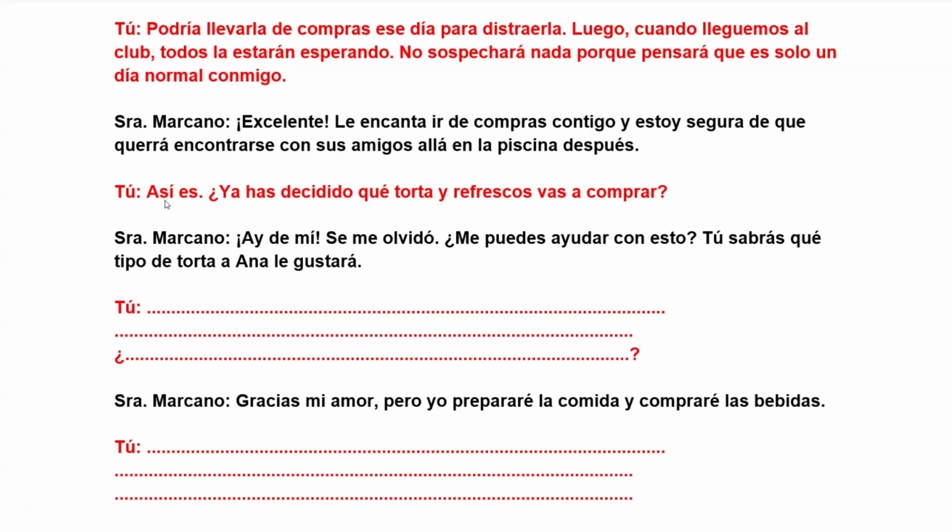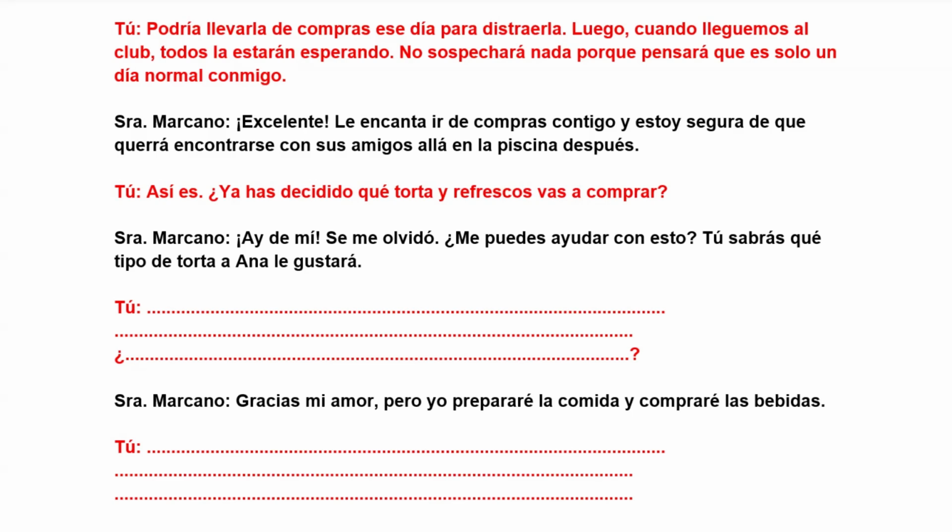And here our response we have. So, indeed, have you already decided what cake and refreshments you're going to buy? And she says, ay de mí, se me olvidó. ¿Me puedes ayudar con esto? Tú sabrás qué tipo de torta a Ana le gustará. Okay, so woe is me, or oh shoot, I forgot. Could you help me with that? You'll know what kind of cake Anna would like, right?